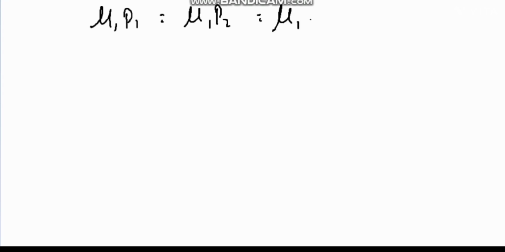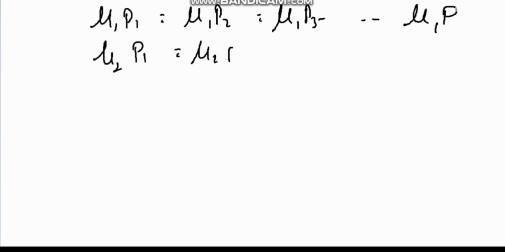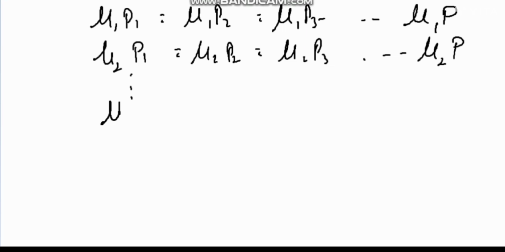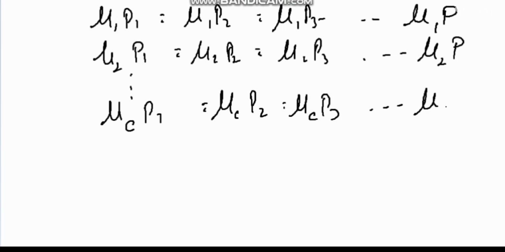Mu 1 means the chemical potential of component 1 in phase 1, and the chemical potential of component 1 in phase 2, the chemical potential of component 1 in phase 3, everything is the same, up to phase P. Like that we can write it for the chemical potential of component 2 also, and so on until the chemical potential for component C. That is, the chemical potential of one component will be the same in all the phases.